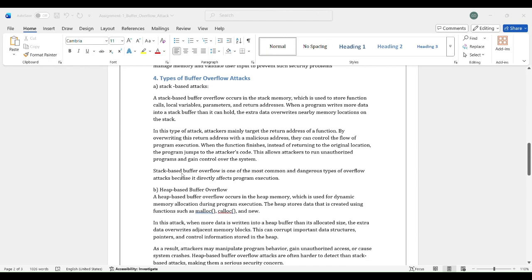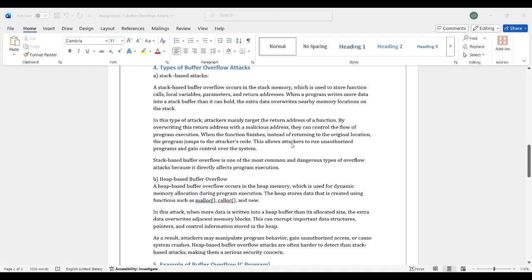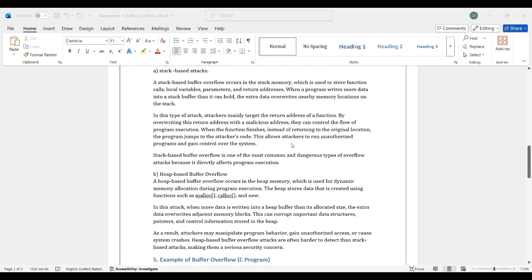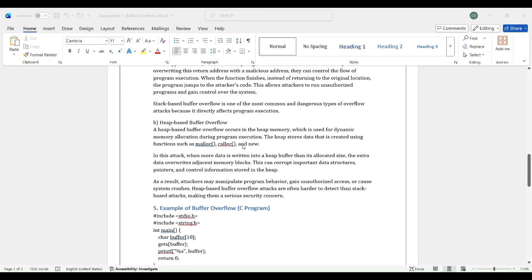As a result, attackers may manipulate program behavior, gain unauthorized access, or cause system crashes. Heap-based buffer overflow attacks are often harder to detect than stack-based attacks, making them a serious security concern.